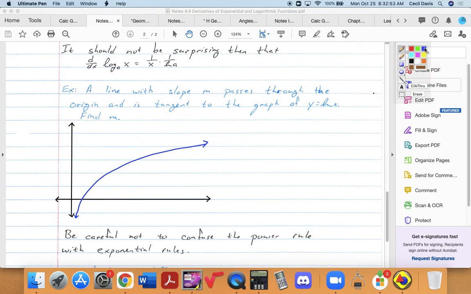Copyleft. All right, so this is y equals the natural log of x. There's a line that passes through the origin and is tangent to the graph of natural log of x. There's only one that does that. It looks like this. And we're trying to find the slope of that line. We're trying to find the value of m.